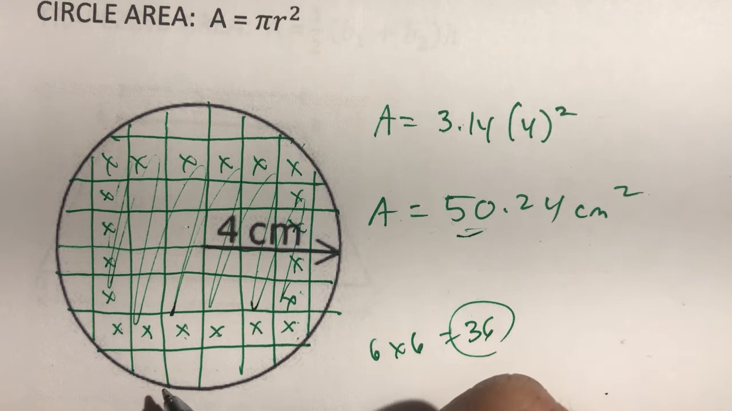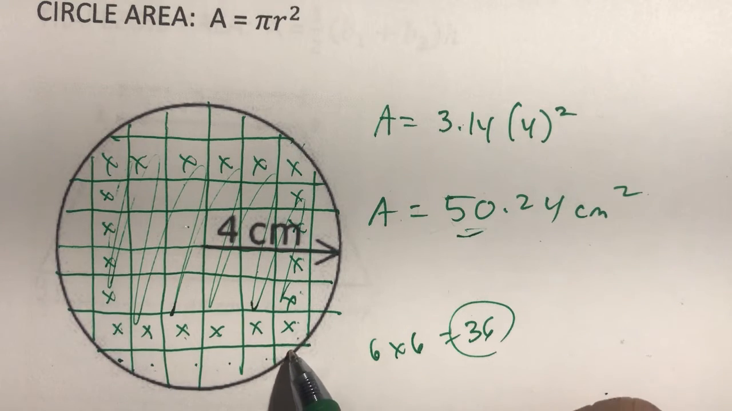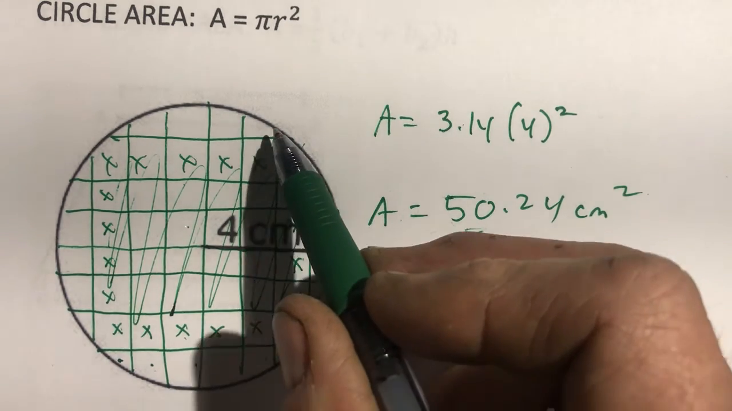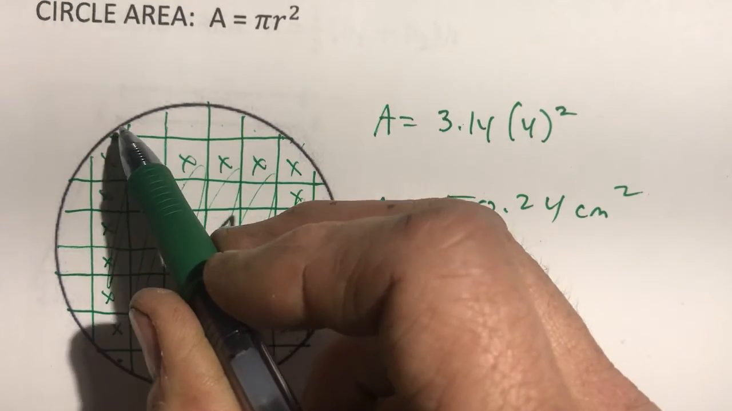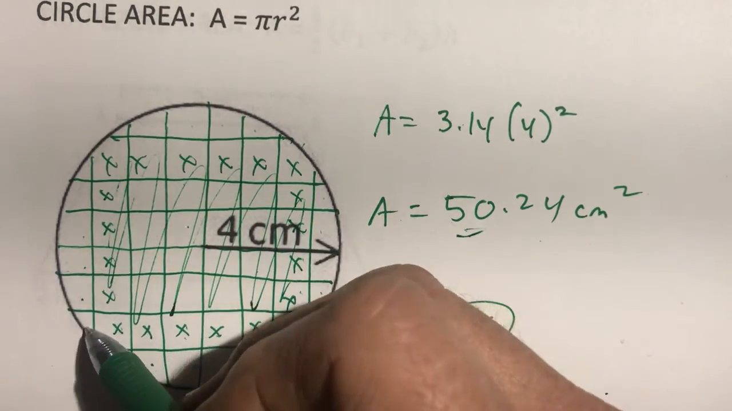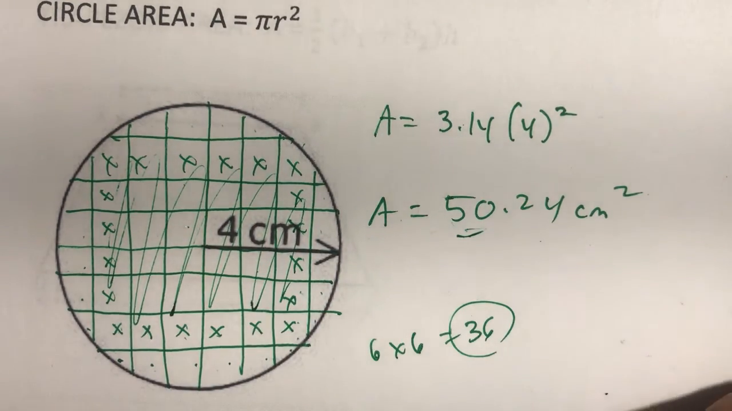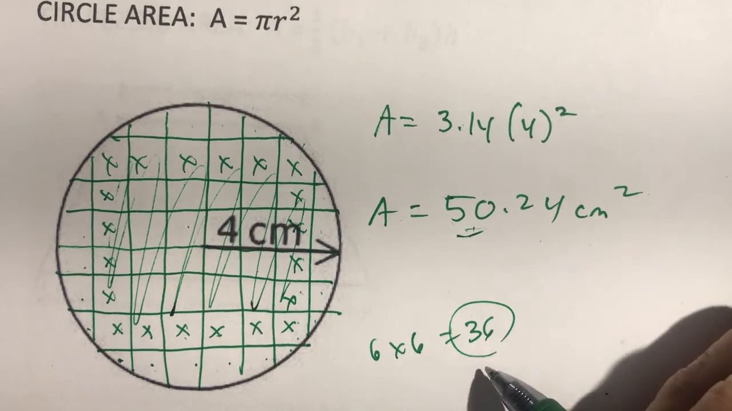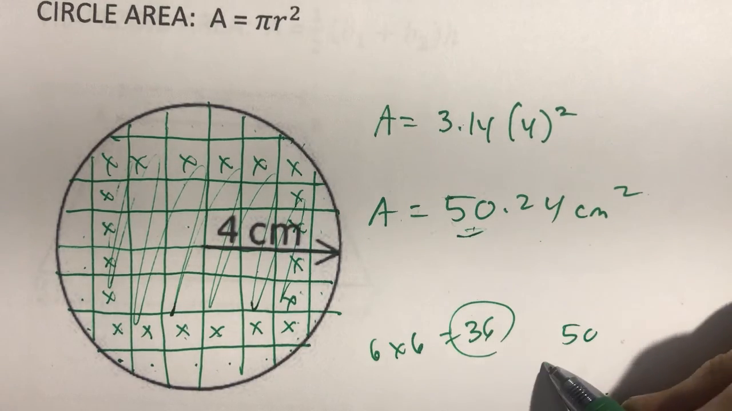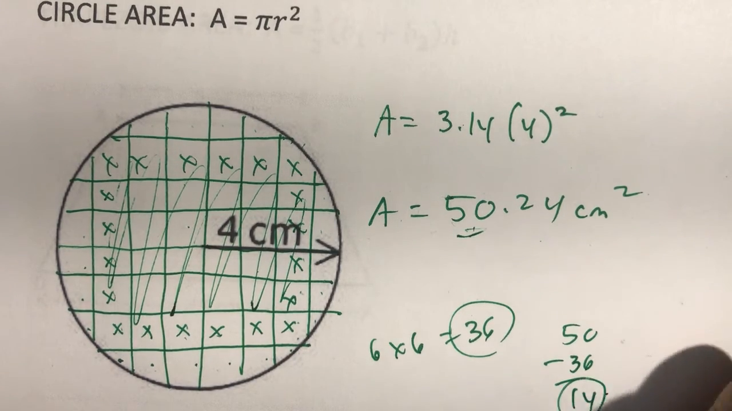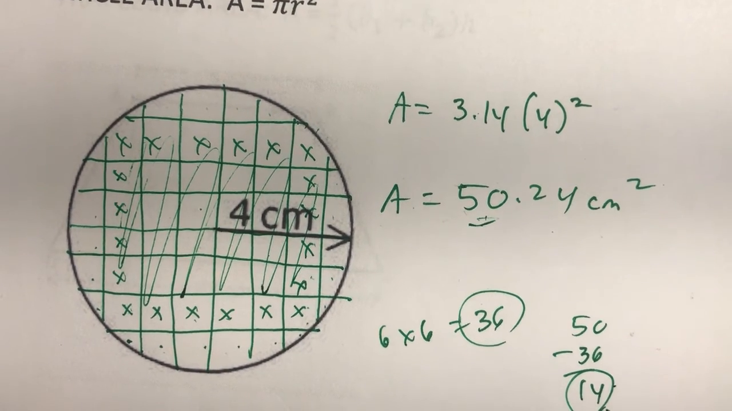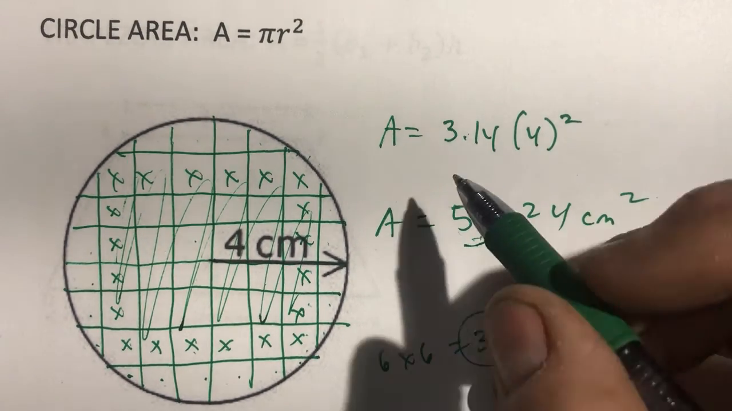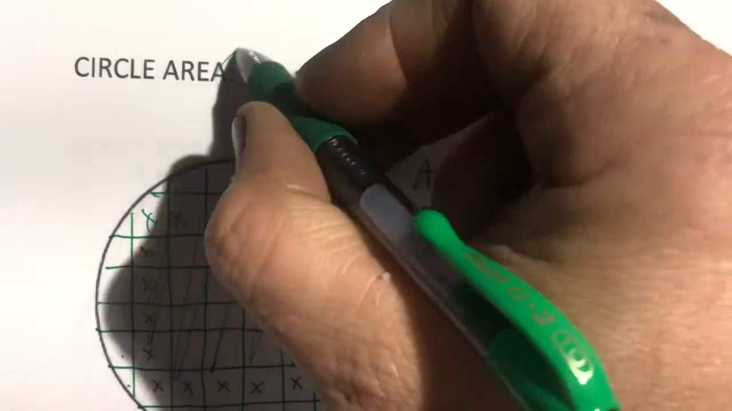partial ones. And if I just count them up, the partial ones, there's 1, 2, 3, up to 24 partial ones. Which apparently, since 50 minus 36 is 14, all these partial ones add together to make 14 complete ones. And so that's how you find the area. And this is how it works out right here, pi r squared.